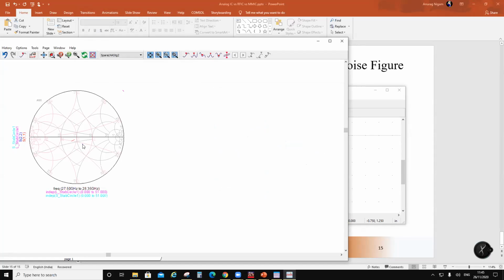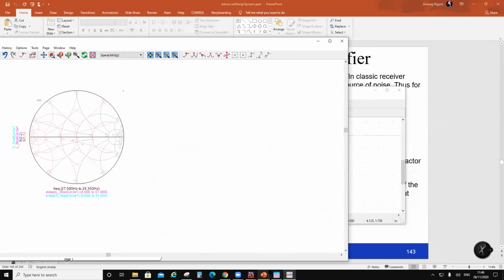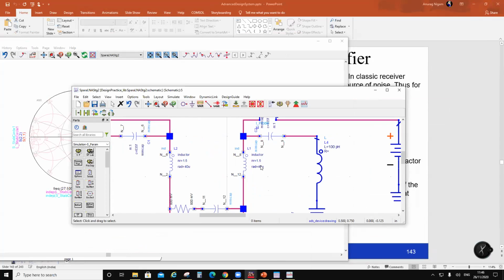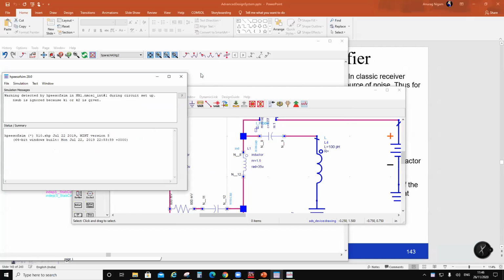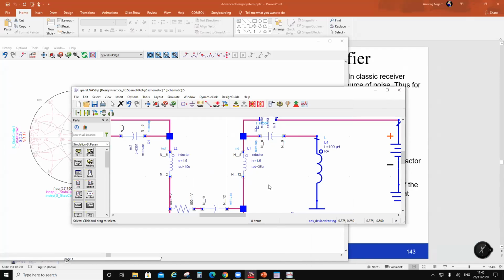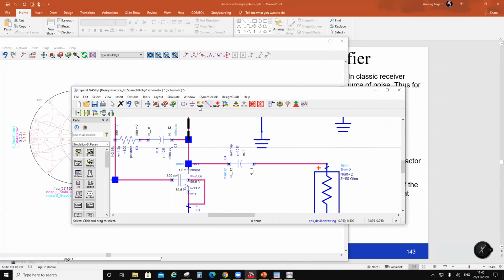So basically this is over here. This is over here. The problem with this guy is this. Okay, you have to put it to the left. Yeah, and reduce the capacitance. Reduce this capacitance. 10 and 10. Apply and simulate.